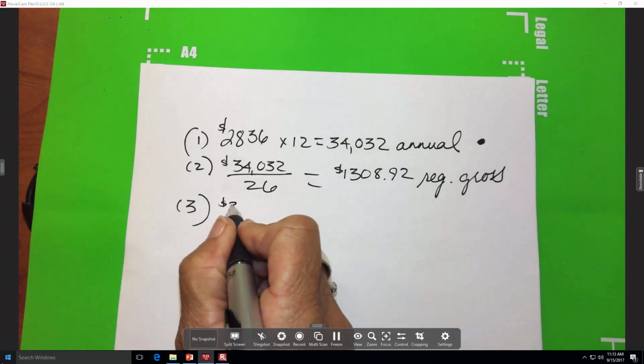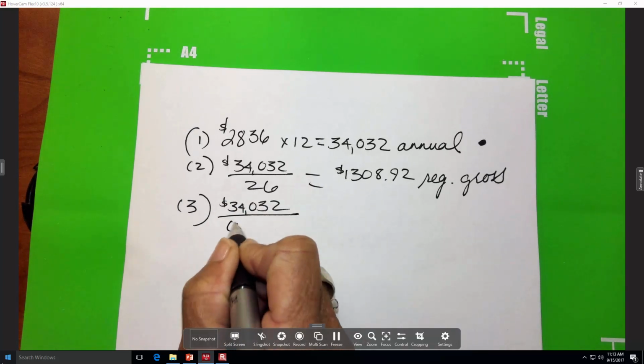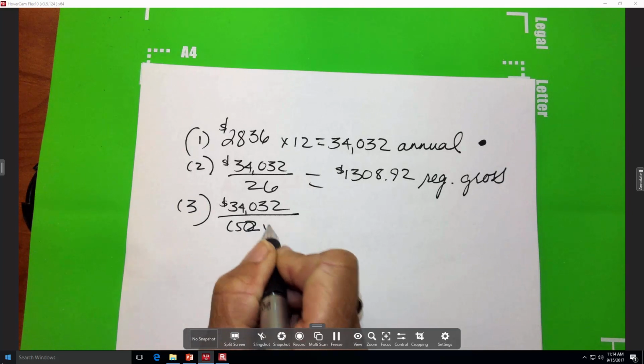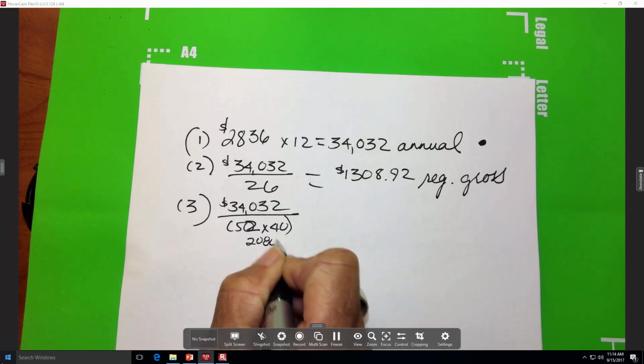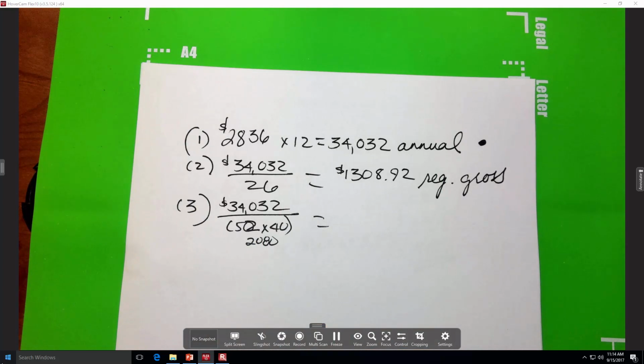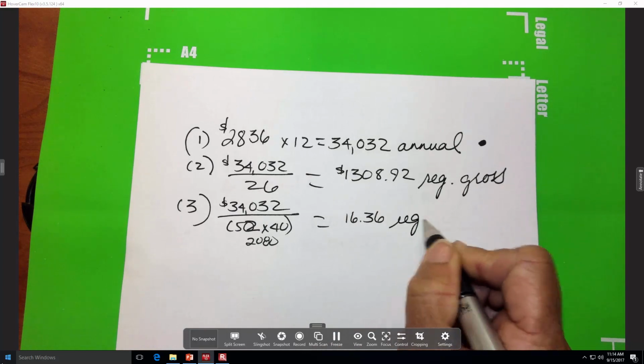So 34,032 divided by 52, times 40, right? 2,080. So my hourly wage is $16.36, right? Regular wage.